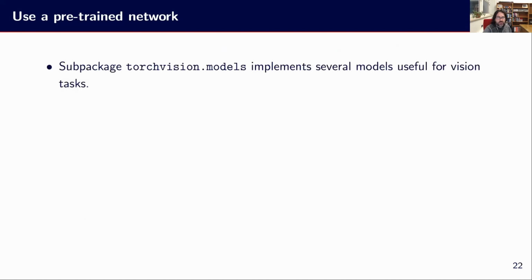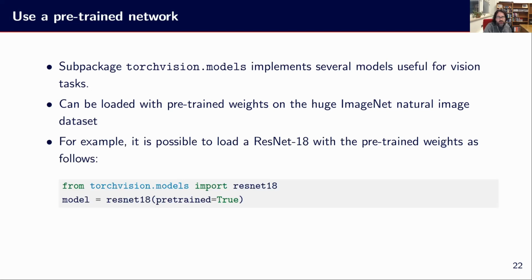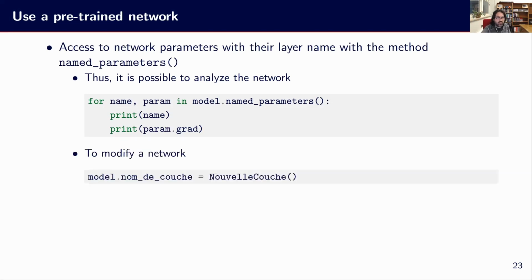The subpackage torchvision also implements several models useful for computer vision tasks. We can load them with pre-trained weights, trained on the huge ImageNet natural image dataset. For example, we can load a ResNet 18 with pre-trained weights on ImageNet with that function, basically building the ResNet 18 model but setting the flag pretrained to true. And then we can also access network parameters with the layer name, with the method parameters. This is interesting to analyze the network and possibly access layers by name.